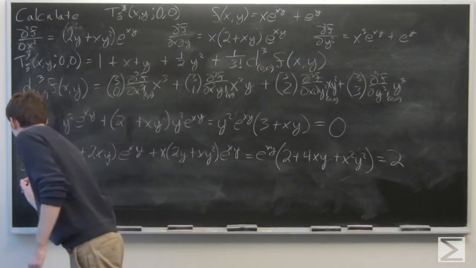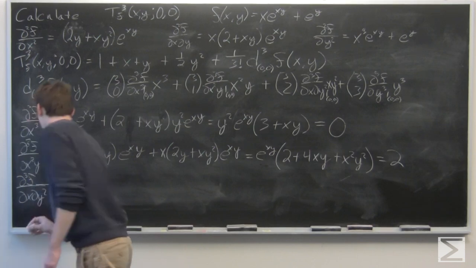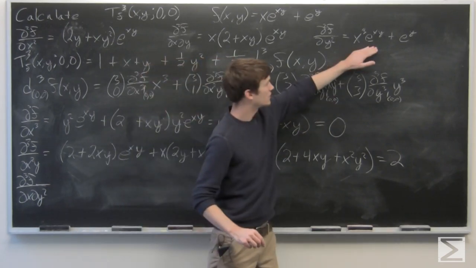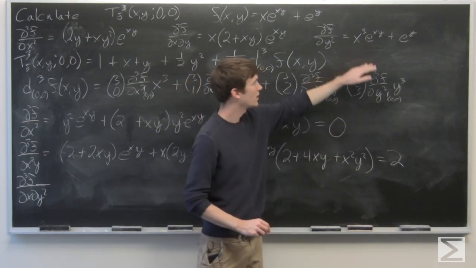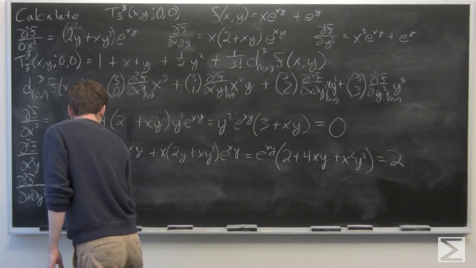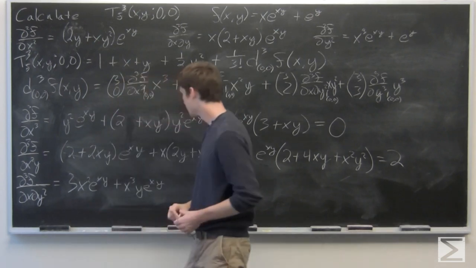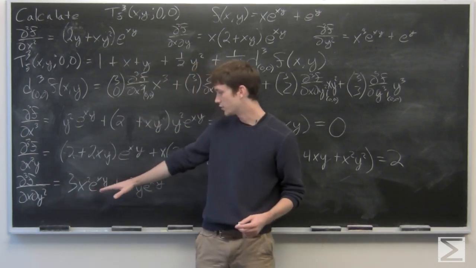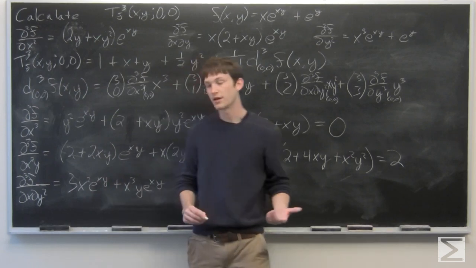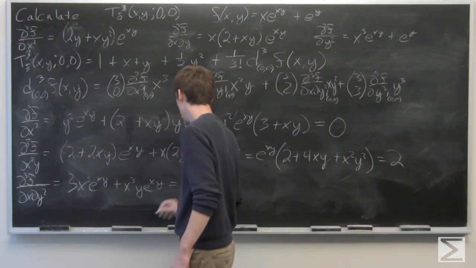Now we'll calculate the mixed partial derivative of f with respect to x and then y twice. We'll look at just this equation and take the partial derivative with respect to x. We get 3x squared e to the xy plus x cubed y times e to the xy. Both of these terms are multiplied by an x, so at the point (0, 0), our result is 0.